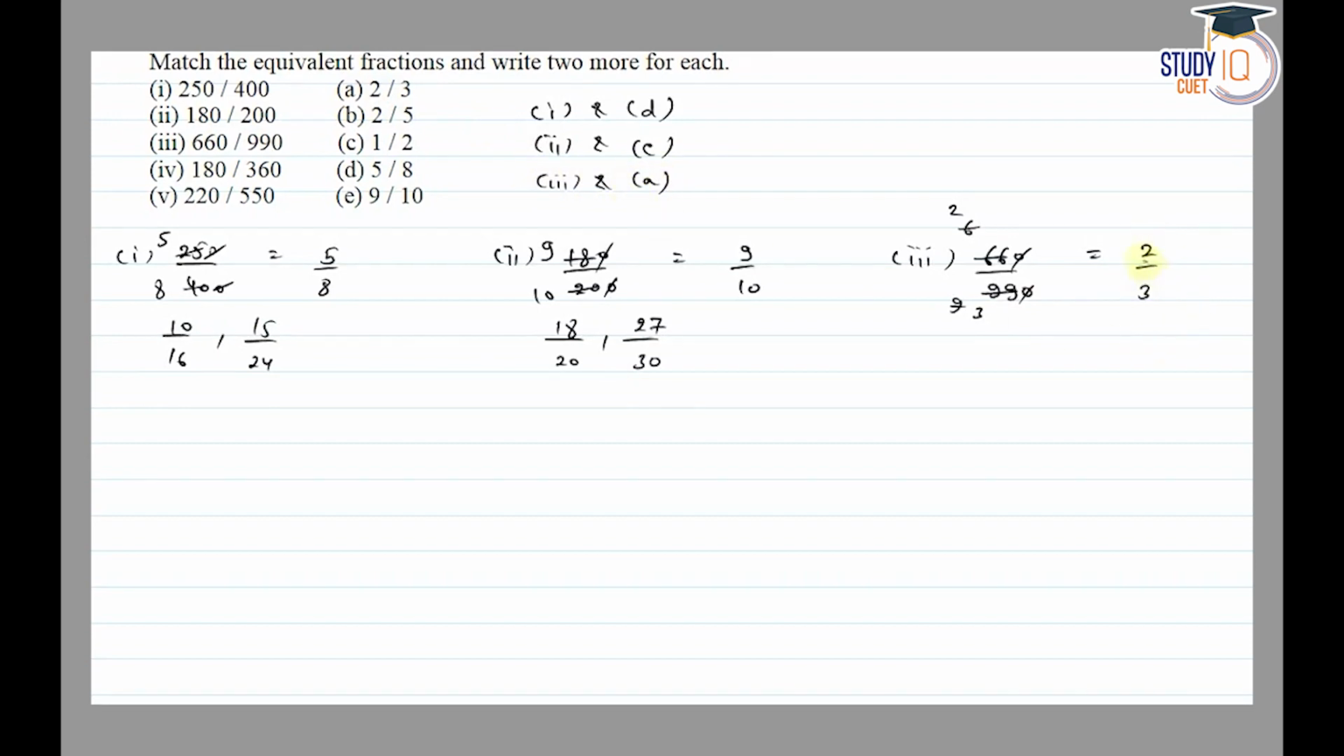So इसके two equivalent fractions हो जाएंगे. 2 से multiply कर देंगे 4 by 6 and 3 से multiply कर देंगे numerator and denominator में, 6 by 9.